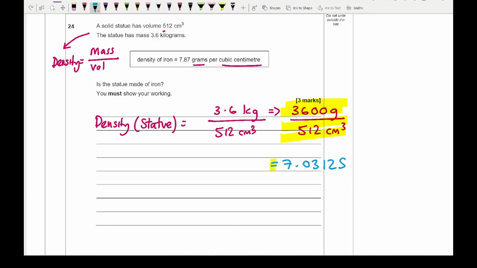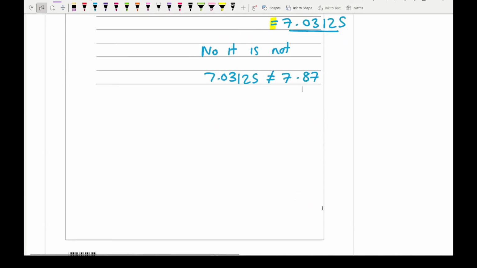7.03125. Now as you can see, that number that I've got is different to this amount here. So the answer to the question, is the statue made of iron? No, it is not. And again, if you want to write numbers as a reason, you could write 7.03125 is not equal to 7.87. It's not even close. If it was 7.8, you could say there's a chance it could be made of iron if the numbers were very similar. But as you can see, there is a massive difference between 7.03 and 7.87.